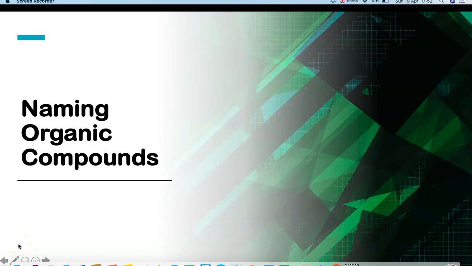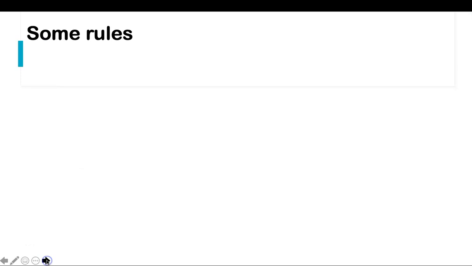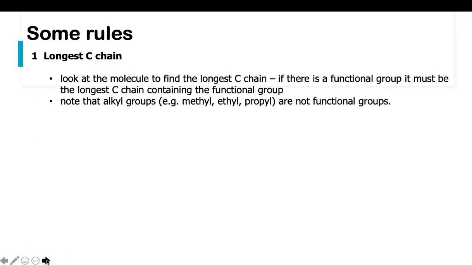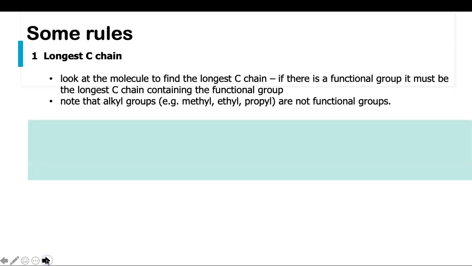Naming of organic compounds, a topic which we study in year 12 for organic chemistry. Let's start with some rules. Just very simple rules. When you're naming organic compounds, we're looking at a molecule. We need to look at the longest carbon chain. We need to look at the functional groups that are attached. And we need to look at the alkyl groups, the methyl, ethyl, or propyl. Please remember, these are not functional groups.